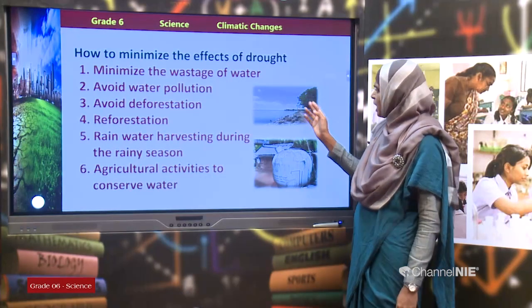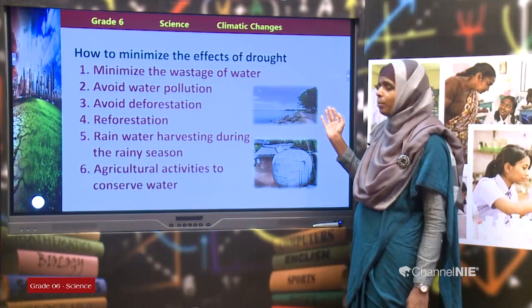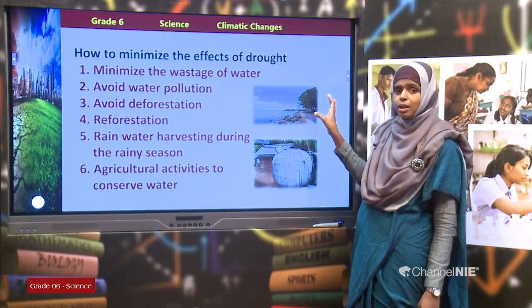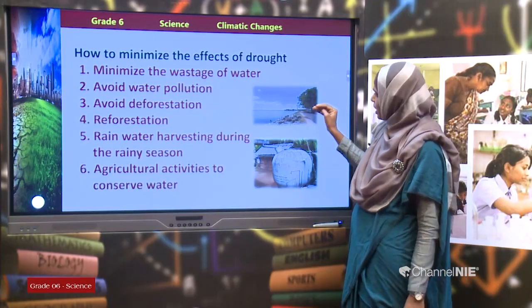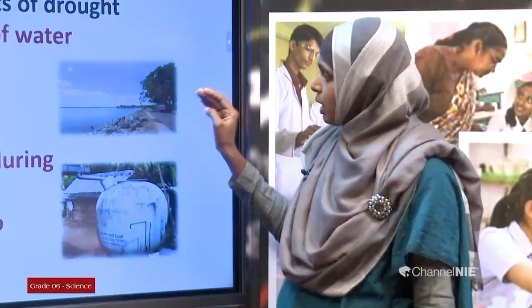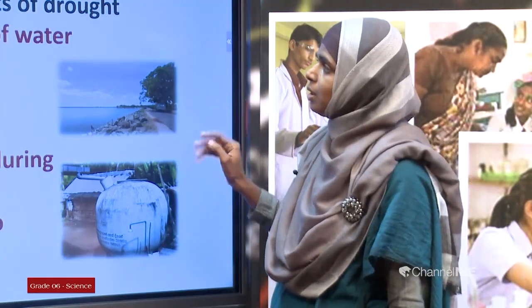Ancient kings knew about the requirement of water and they constructed tanks in order to store water. Water stored in these tanks can be used during the drought season.